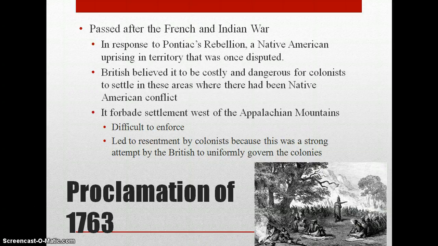So after the French and Indian War, the Proclamation of 1763 is passed. This is directly in response to Pontiac's Rebellion, which was a Native American uprising in a territory that was once disputed. The British believed it would be costly and dangerous for the colonists to settle in those areas where there had been Native American conflict. So this law forbade colonists from settling west of the Appalachian Mountains. Again, very difficult to enforce. It leads to a lot of resentment by colonists because there's a strong attempt by the British to uniformly govern the colonies suddenly, and you've had that policy of salutary neglect for so long.